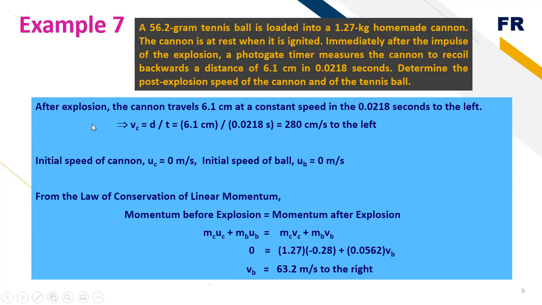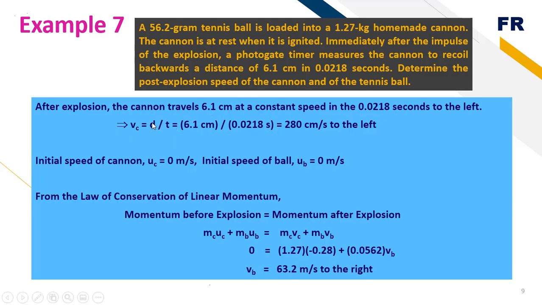Here we take an example of a tennis ball firing cannon. What happens after the ball is fired? After the explosion, the cannon travels 6.1 centimeters at a constant speed in the 0.0218 seconds to the left. So the cannon travels at constant speed.